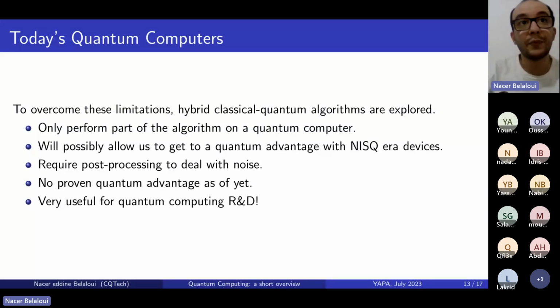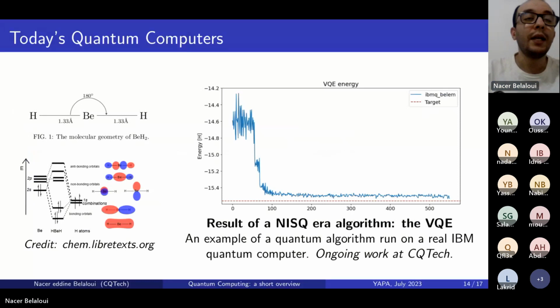So no quantum advantage as of yet, but all this effort is extremely useful for quantum computing research and development. We will never get a good or useful quantum computer if we do not go through these steps first. And speaking of these NISQ steps, here's maybe the most important slide in this talk. This is an actual result from an actual quantum computer. It's an IBM quantum computer that we have used for one of our works at CQTech.